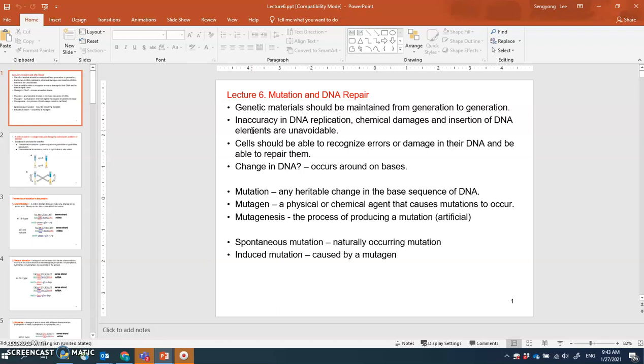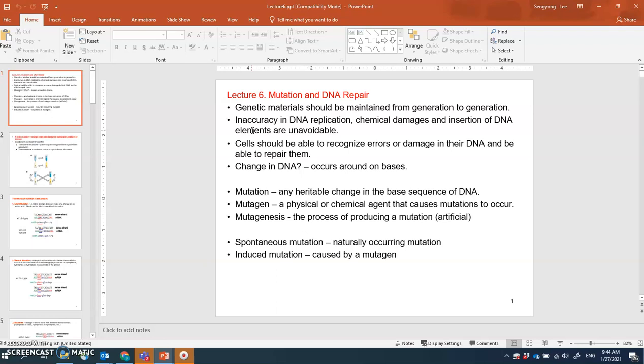Okay, understand that. So the definition of these words: mutation means any heritable change in the base sequence of DNA. That's what mutation is. Makes sense. And mutagens may be physical or chemical agents that can cause mutation, basically change in your bases. And mutagenesis is the process of establishing or producing a mutation. It can happen naturally, or it can happen artificially through induction, meaning exposure of your cells to mutagenic conditions, like strong UV light or the presence of some mutagenic chemicals.